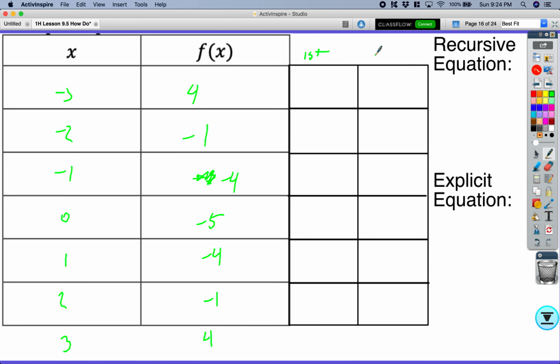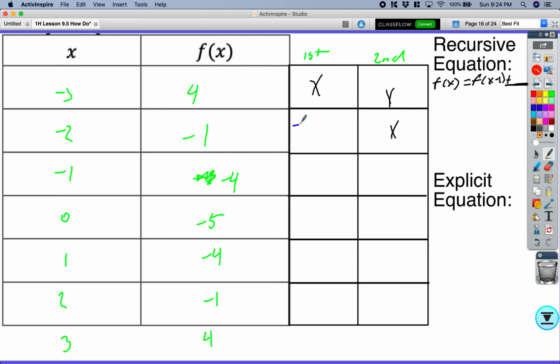So recursive, if you remember from 9.1, what we first need to do is find, it looks like something like this: f of x is equal to the previous term plus a linear equation. So we need to figure out a y equals mx plus b. In order to do that, we need to find the second difference. So let's go ahead and do that really quickly.